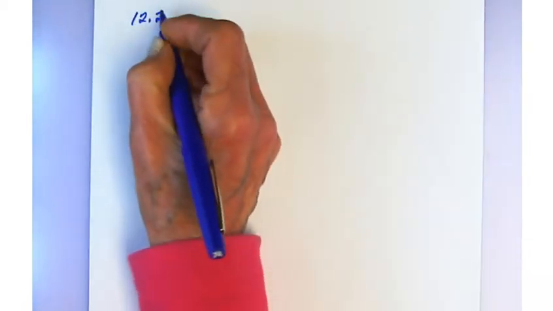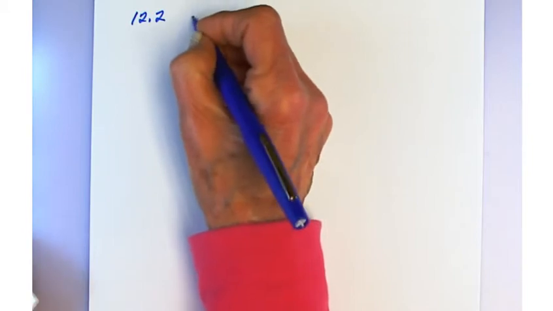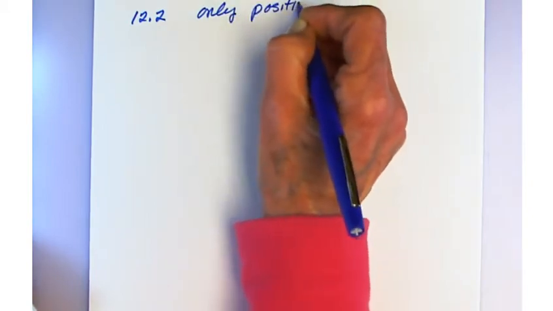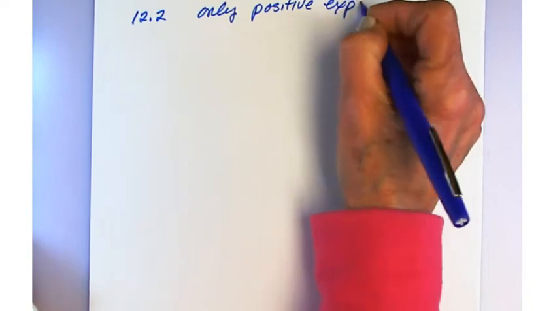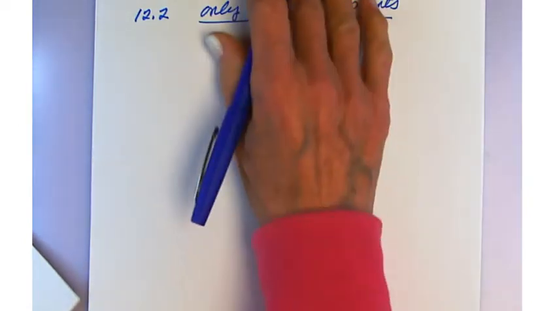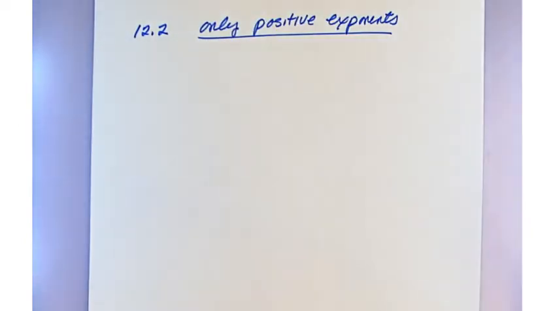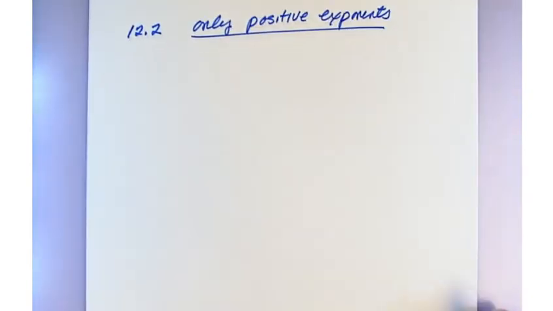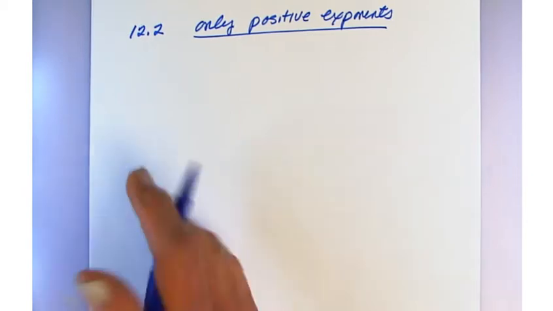Now, in 12.2, you are required to do only positive exponents. So that is what the college requires, is we only have to work with the positive exponents. Let me see if I can adjust this a bit. Okay. Only positive exponents. So there's an awfully lot of problems we're going to be skipping because most of them are negative.